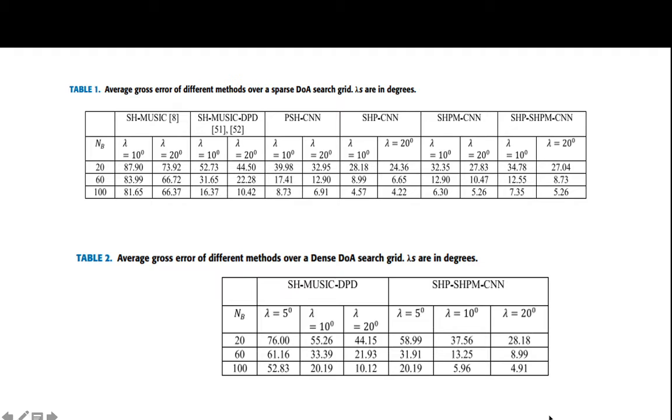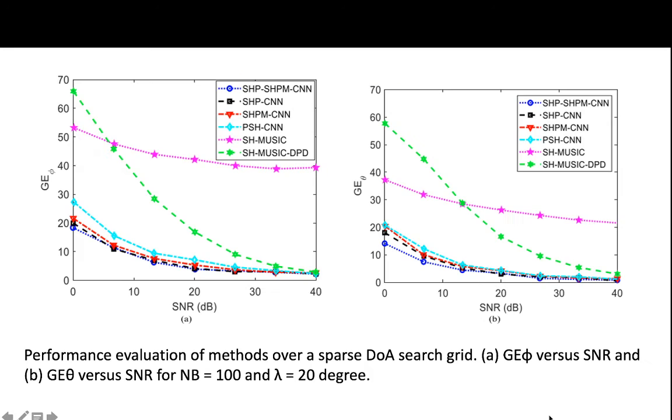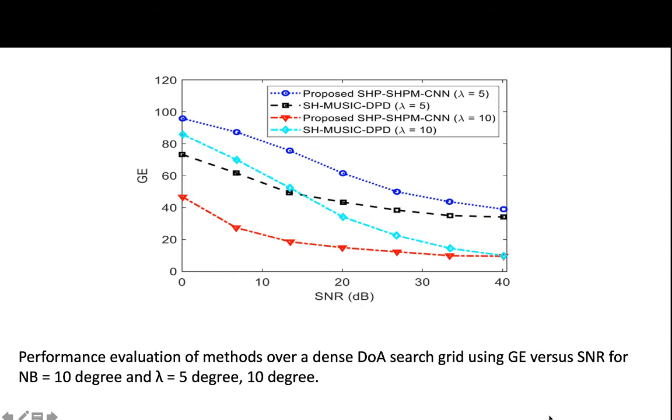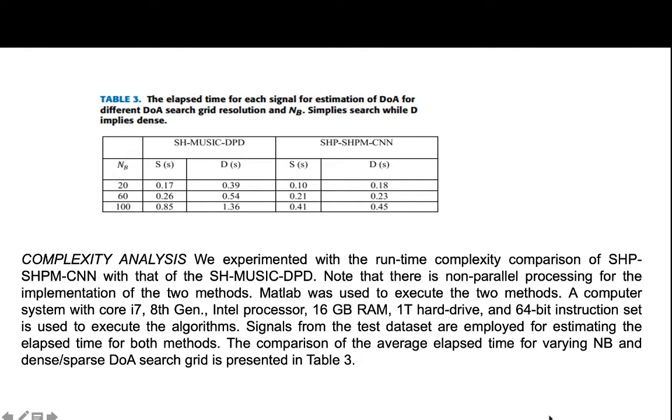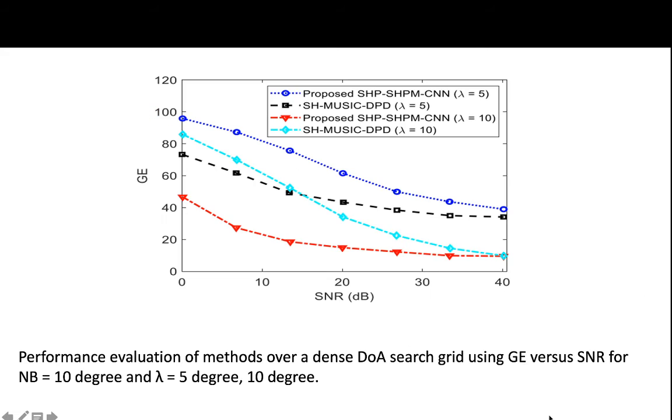We also demonstrated performance evaluation using gross error performance of all the methods compared with some methods. We can see that our method performs so well. Also, we considered the performance for sparse DOA search grid and dense DOA search grid. You can see that under both conditions, the AI-based method performs better than the existing methods.